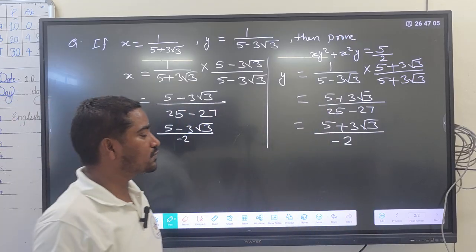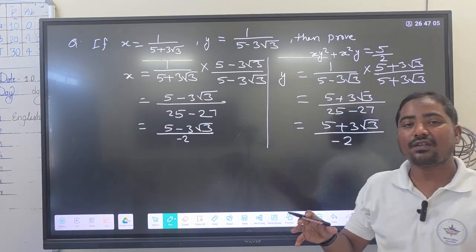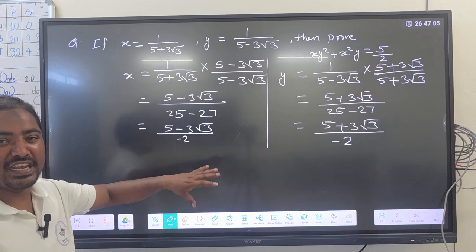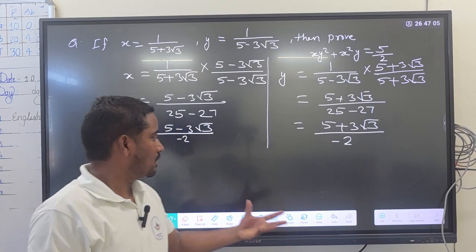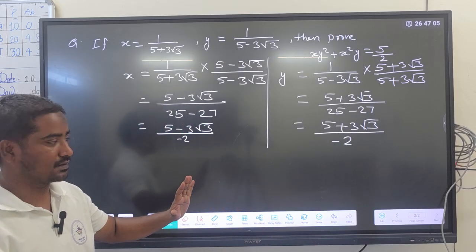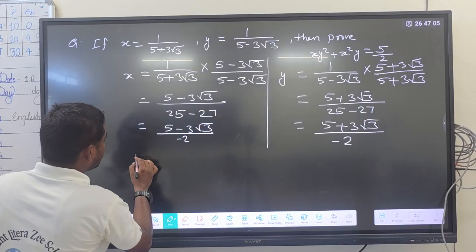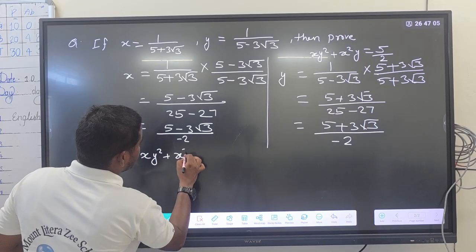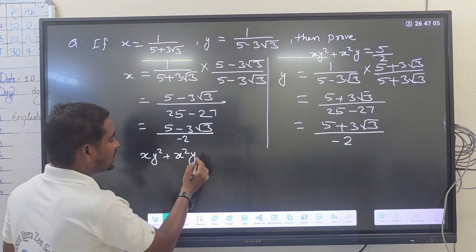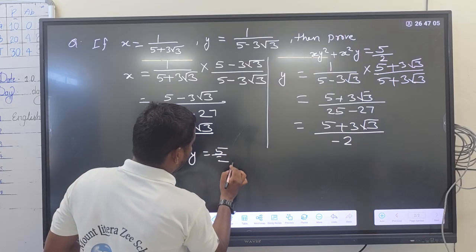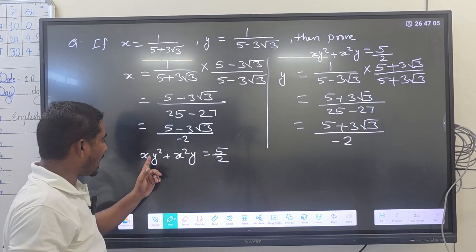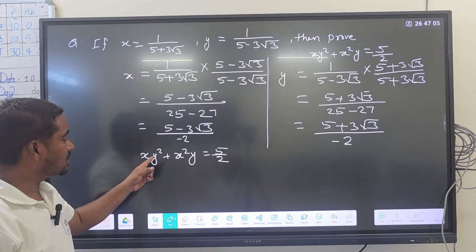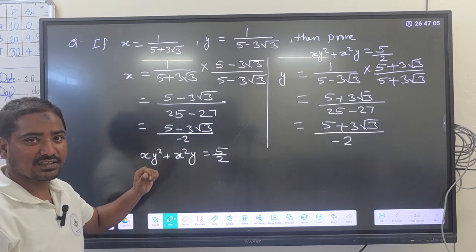Now we are having the values of x and y in rational form. Okay, rational form means we are not having any root in the denominator, or we have eradicated the root numbers. Now what is our expression, students? Our expression is xy square plus x square y. Now this we have to prove as 5 upon 2. We are having the value of x, we are having the value of y, but here in the expression we can see that we have been asked y square also, x square also.